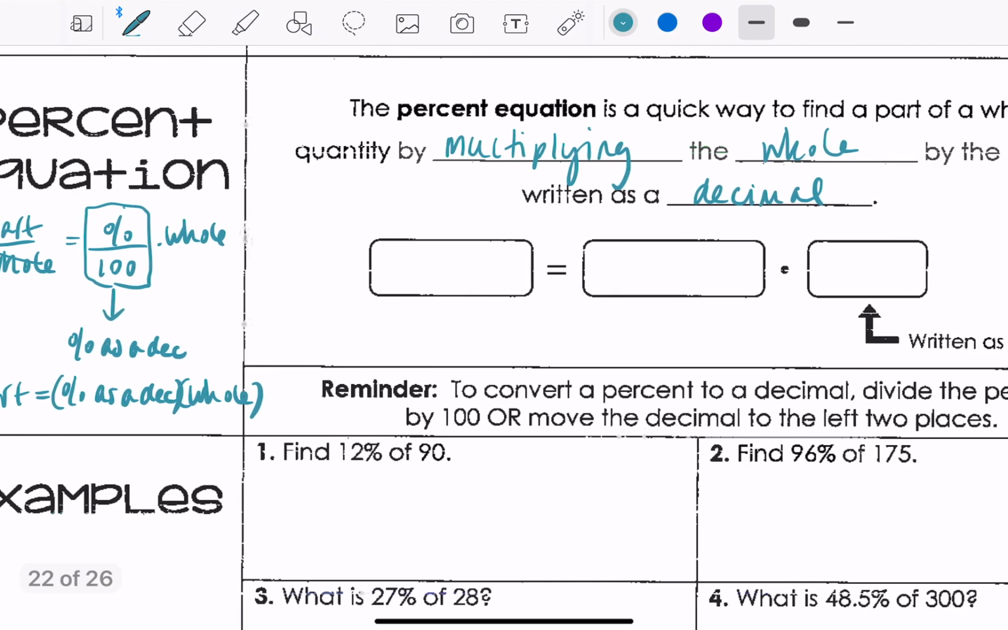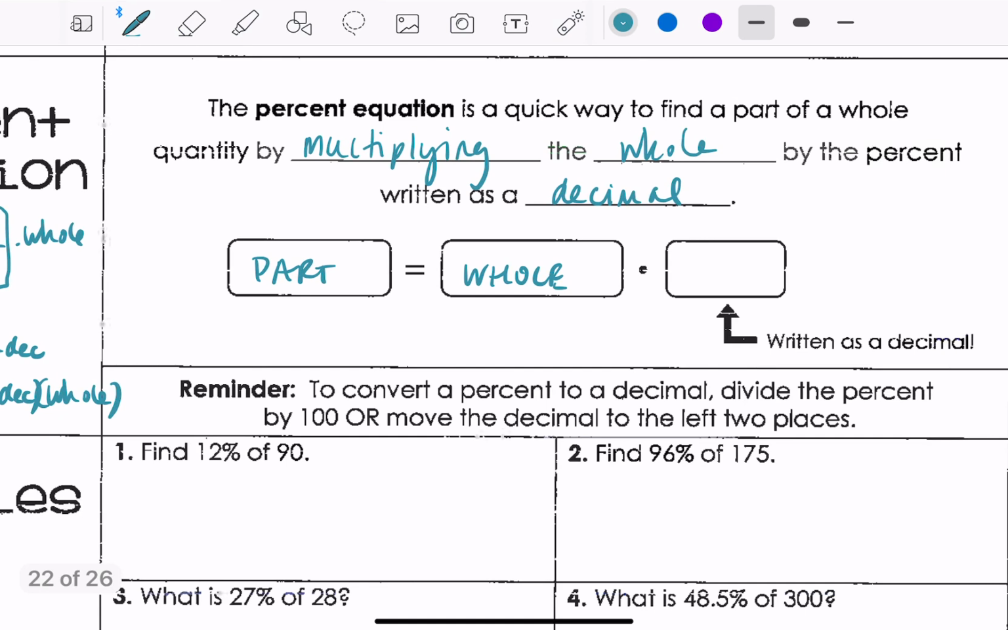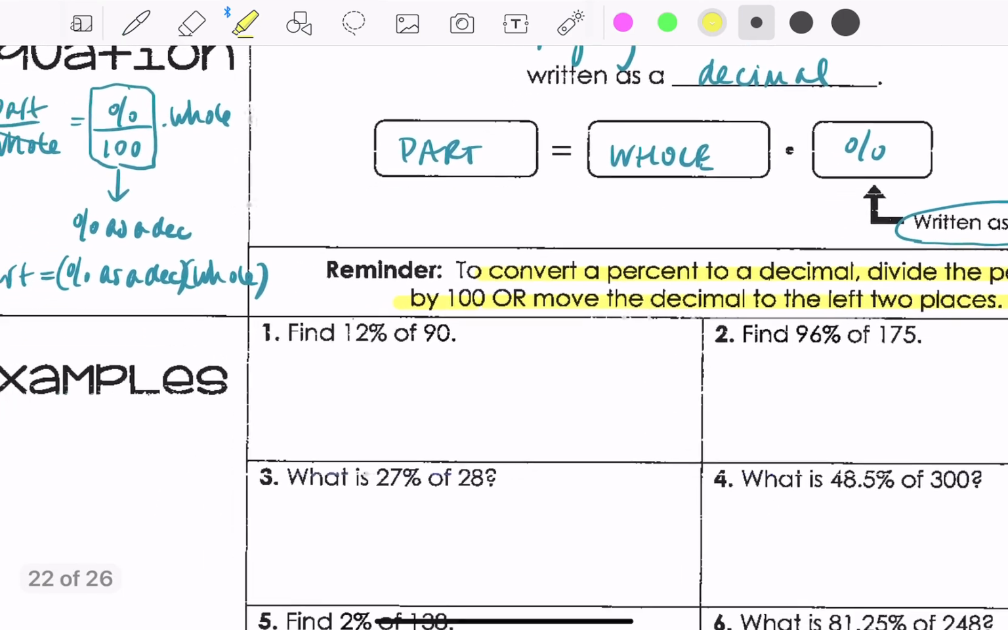So when I come over here to fill it in, the part equals the whole multiplied by the percent written as a decimal. Very important. They tell us to convert a percent to a decimal, divide the percent by 100, or move the decimal to the left 2 places. You have those 2 options.